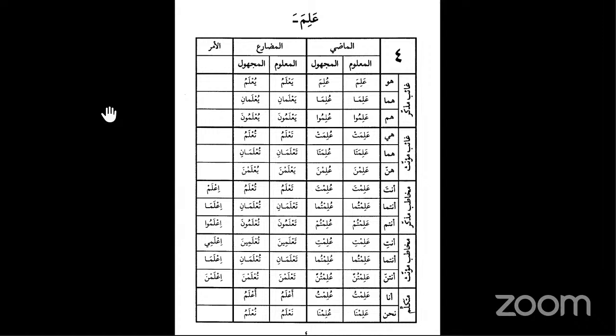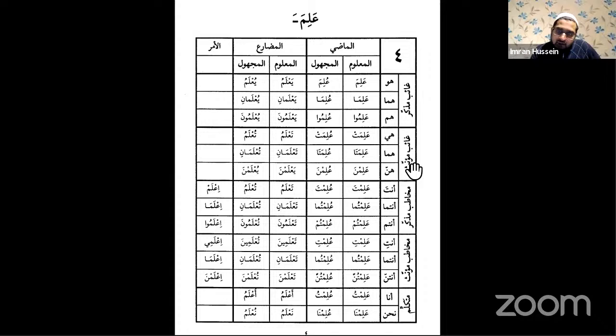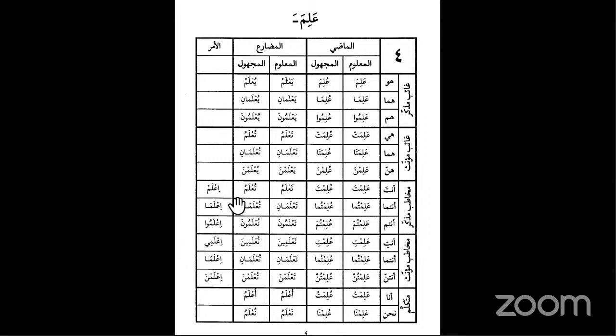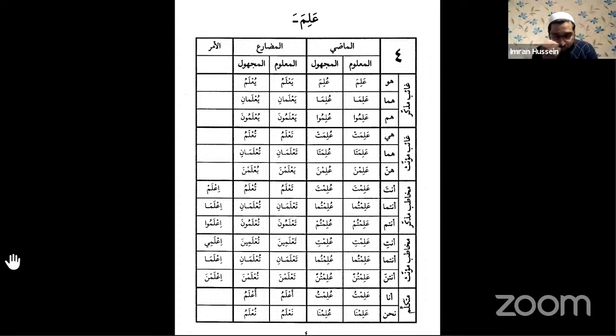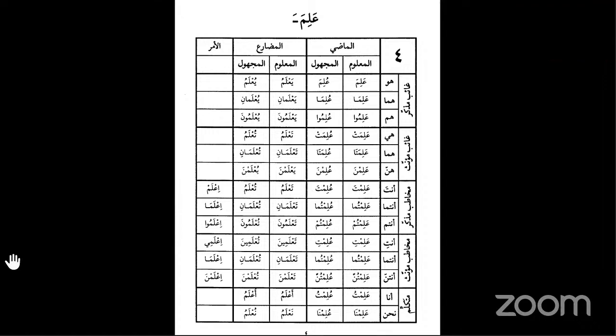So all of these 6 are third person, ghaib, and mu'annath. So alimna, they all females knew. And then the next 6 are for the second person, which is you. So alimta would be you male knew. Alimtuma would be you 2 males knew. Alimtum would be you plural males knew, more than 2. Alimti would be you one female knew. Alimtuma, you 2 females knew. Alimtunna is you more than 2 females knew. Correct. Alimtu is I knew, and alimna is we knew.